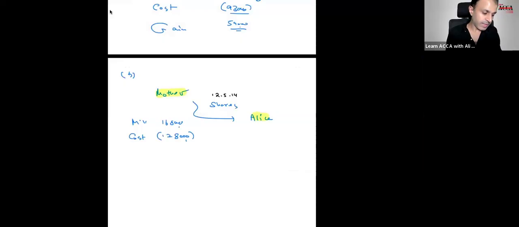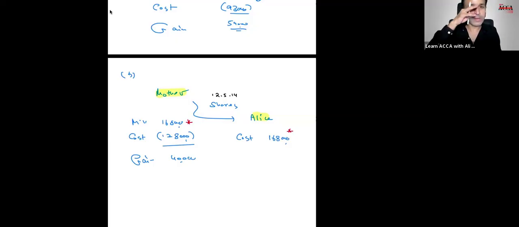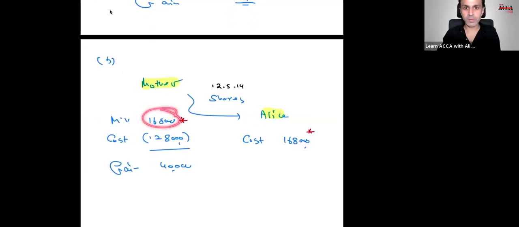So this is the gain that at least we have been able to work out on the side of the mother. The proceeds in the books of the seller turn out to be a cost in the books of the buyer, which is 168,000. As we are writing it out, the proceeds in the books of the seller turn out to be a cost in the books of the buyer.